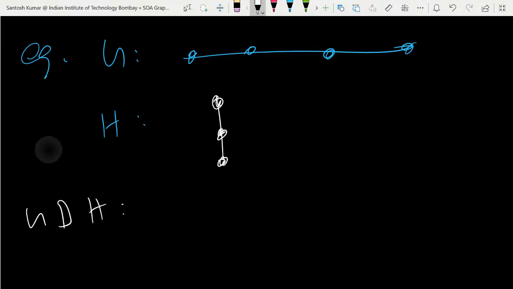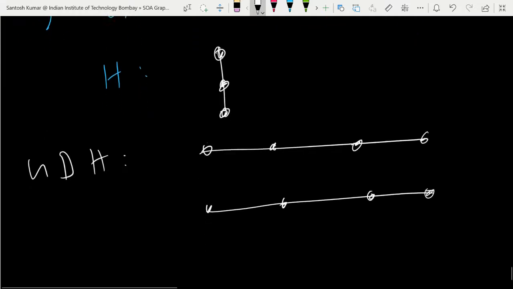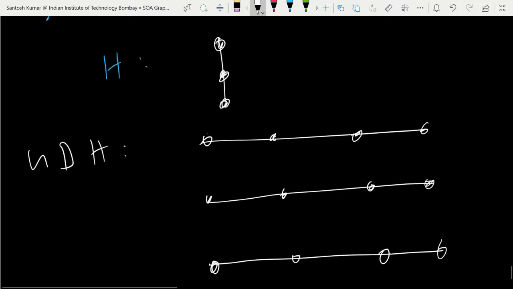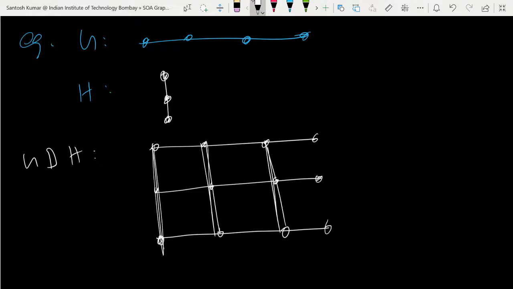12. So 4 threes are 12. So you make it 1, 2, 3, 4. So for 12 you have to make it 3 times. Okay, and now you fit H on it. So like this. Okay, these are H, and this was G.